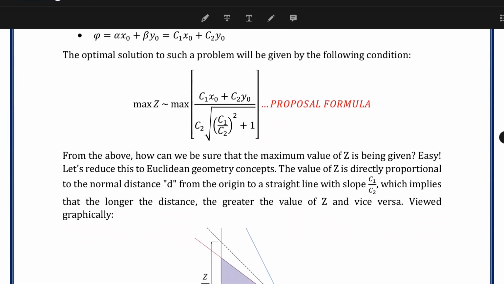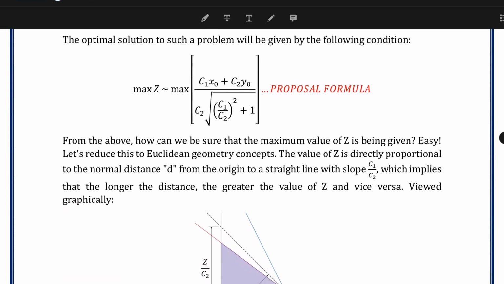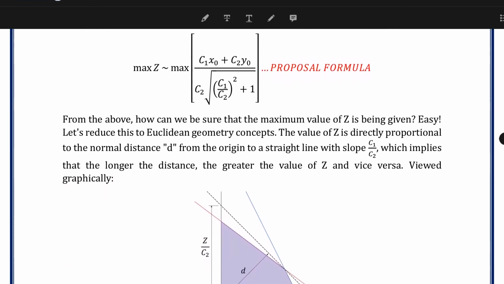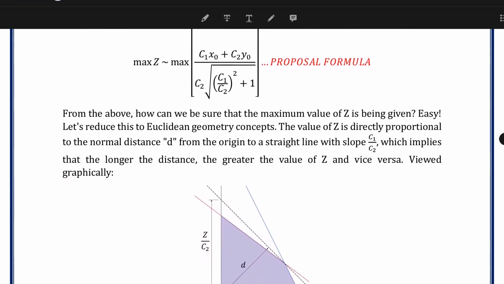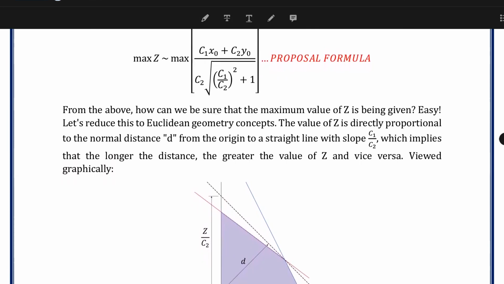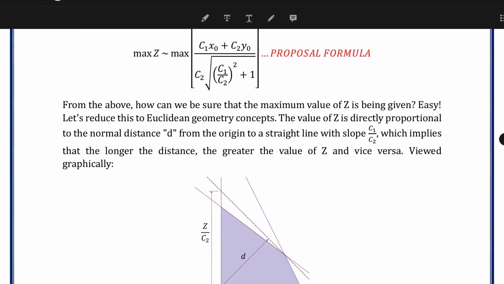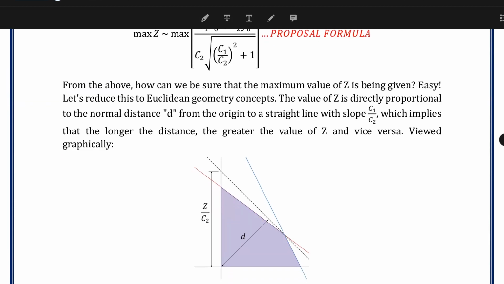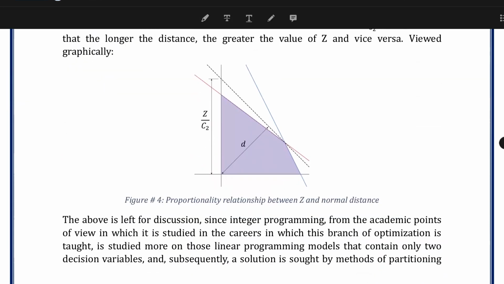From the above, how can we be sure the maximum value of Z is given? It's too easy. Let's reduce it to Euclidean geometry and its concepts. The value of Z is directly proportional to the normal distance d from the origin to a straight line with this slope, which implies that the longer the distance, the greater the value of Z, and vice versa. Viewed graphically, it is like this. This is the geometric comportment.